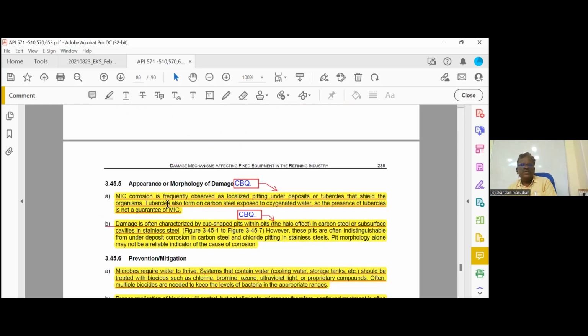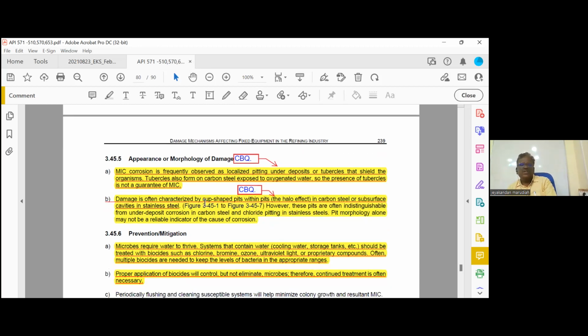The next page, appearance. These two are important. MIC corrosion is frequently observed as localized pitting and a deposit or tubercles that shield the organism. So pitting and a deposit, that is important. Damage is often characterized by a cup-shaped pit within a pit or the hollow effect in carbon steel, or subsurface cavities in stainless steel.